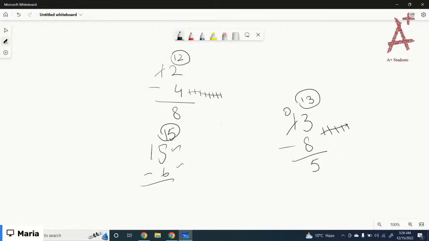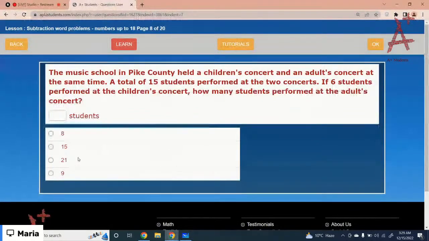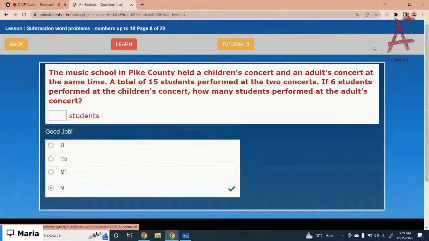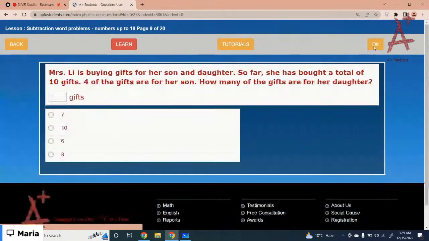Now you have to do 15 take away 6. So start counting the next digit from 6 to 15: 7, 8, 9, 10, 11, 12, 13, 14, 15. So it makes 1, 2, 3, 4, 5, 6, 7, 8, 9. So 15 take away 6 is 9. Got it? So just select the correct option and click on the OK button. 9 is the correct option.